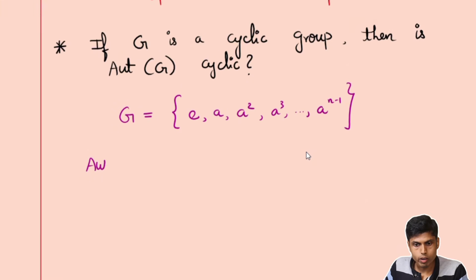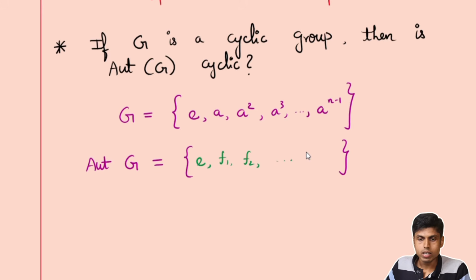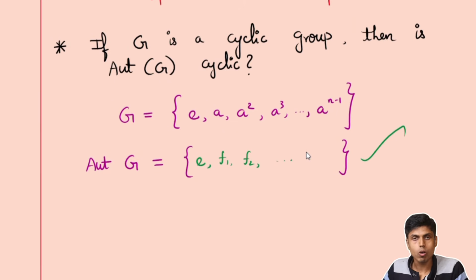Now, if you want to define the automorphism group of that, it will just be the set of automorphisms, so a set of functions in fact. e is the identity map, and you have some other maps like f1, f2 and so on. Is it true that this group is also cyclic if group G is as displayed? Now think about this question for a few moments before looking into our solution.